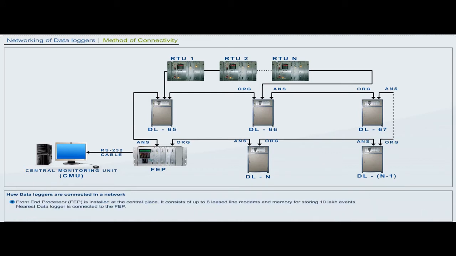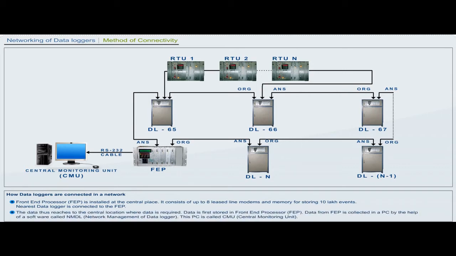The front-end processor, FEP, is installed at the central place. It consists of up to 8 leased line modems and memory for storing 10 lakh events. The nearest data logger is connected to the FEP. The data thus reaches the central location where the data is required. Data is first stored in the front-end processor, FEP.